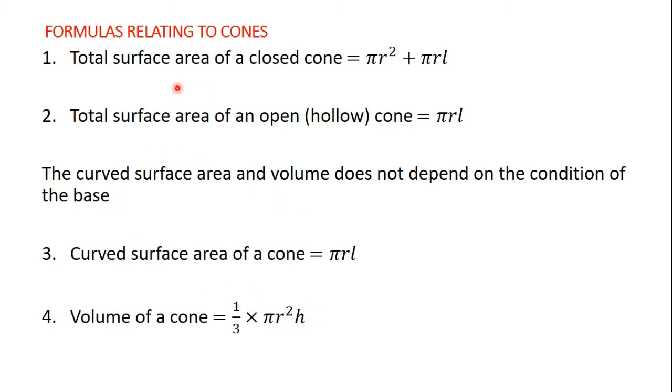You can also see from these formulas that the total surface area of an open cone is the same as the curved surface area of a cone. So if the cone is open or hollow, then the total surface area is the same as the curved surface area. But if the base is closed, the total surface area is pi r squared plus pi rl. These are the formulas that we are going to use to solve questions on cones.